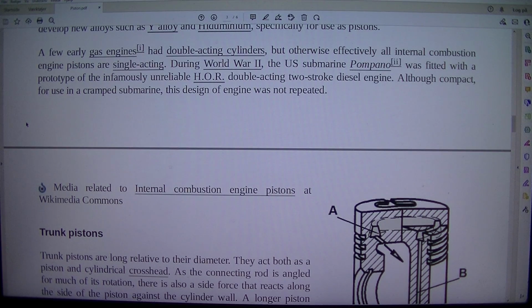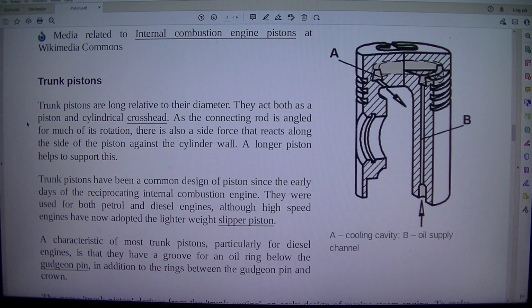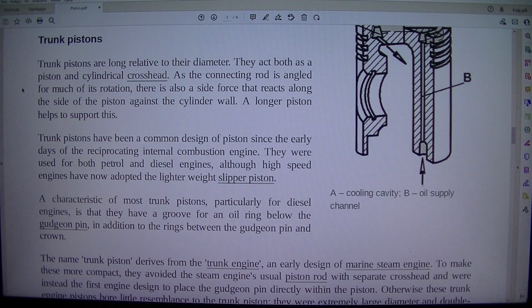A, cooling cavity; B, oil supply canal. Media related to internal combustion engine pistons at Wikimedia Commons. Trunk pistons. Trunk pistons are long relative to their diameter. They act both as a piston and cylindrical crosshead.